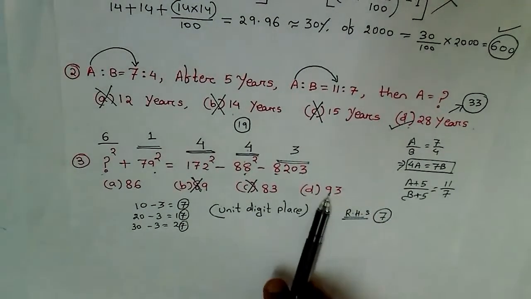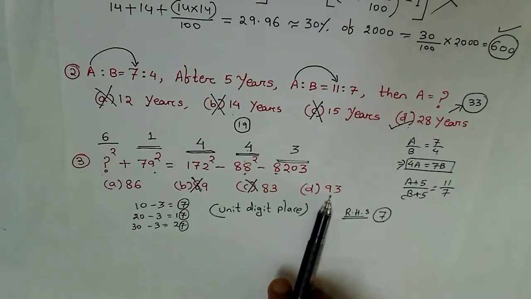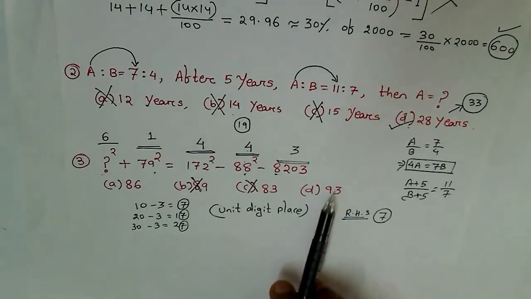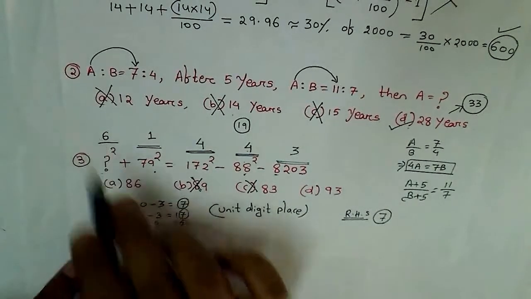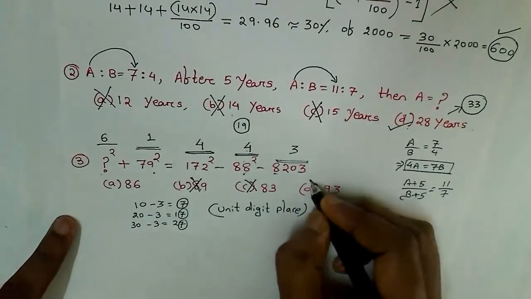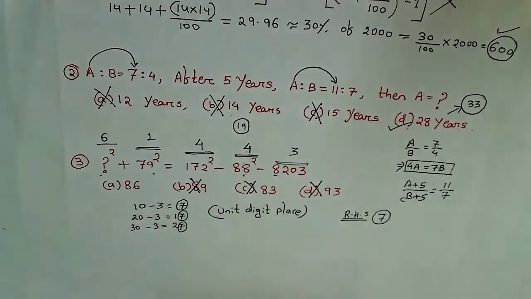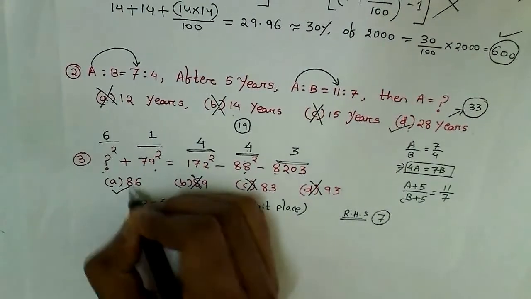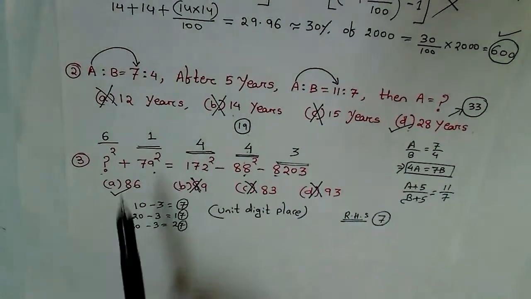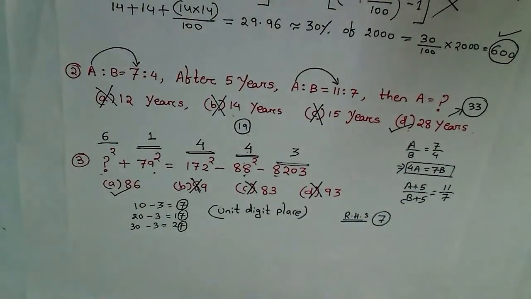Option D, 93 square. Unit digit we will get, 3 square is 9. But our requirement is 6. So option D is also deleted. So the only option which is left is option number A, 86. So 86 will be the correct answer for this question.